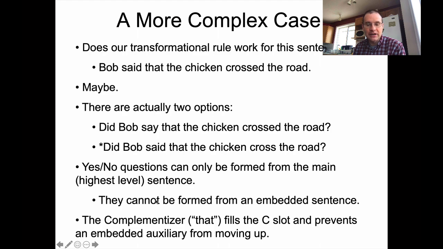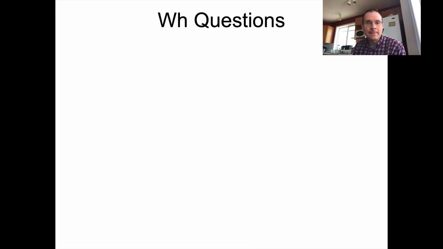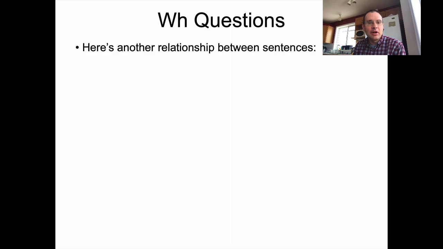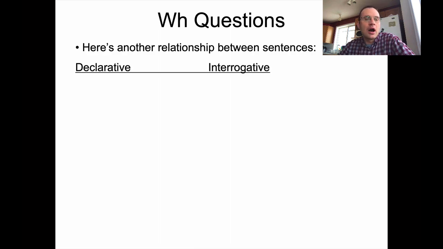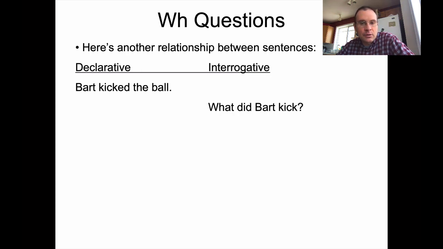Yep, so the complementizer that fills the C slot and prevents the embedded auxiliary from moving up. Okay, last kind of example I'll give you. Here's a different relationship we see between sentences. You can have a declarative sentence like Bart kicked the ball, and you could also say, what did Bart kick? We can create a variety of different kinds of interrogative sentences this way, some more interesting than others.